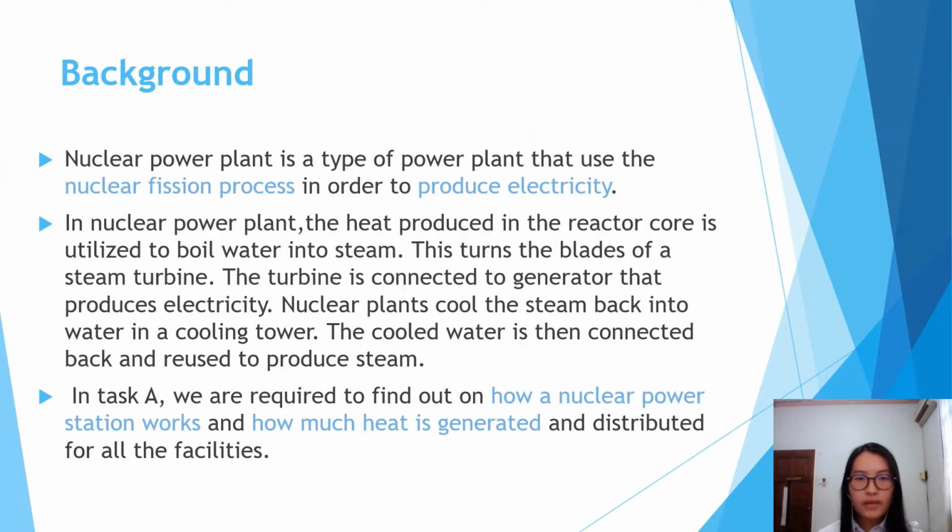power plant. A nuclear power plant is a type of power plant that uses the nuclear fission process in order to produce electricity. In a nuclear power plant, the heat produced in the reactor core is utilized to boil water into steam. This turns the blades of the steam turbine. The turbine is connected to the generator that produces electricity. After that, nuclear plants cool the steam back into water in a cooling tower. We are required to find out how a nuclear power station works and how much heat is generated.